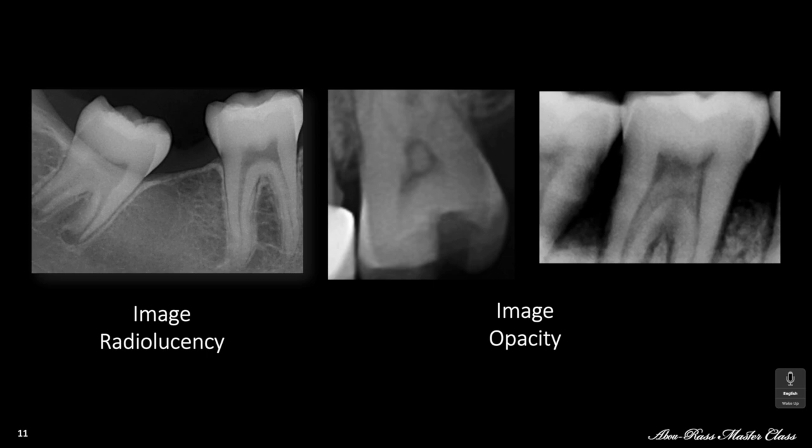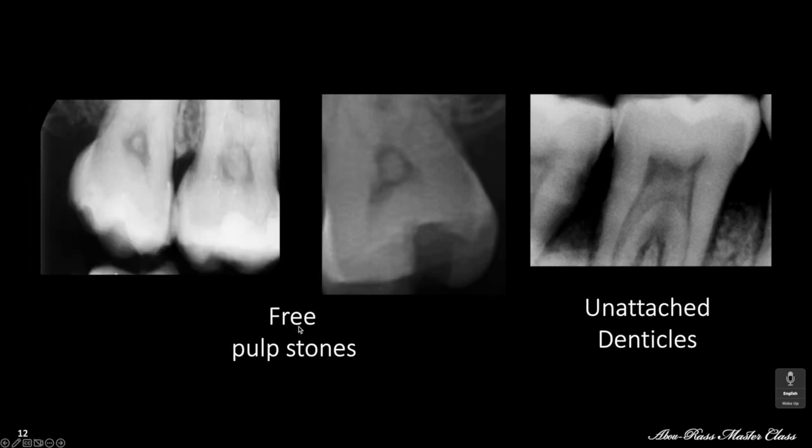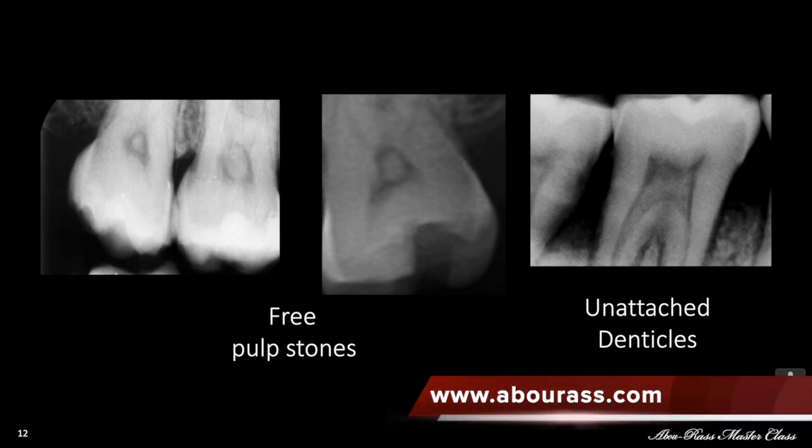Image radiolucency and image opacity. These are important factors. The radiolucency, that's normal. Opacity, abnormal. So the image opacity, in this case, we have the opacity surrounded by radiolucency, free pulp stones, denticles, surrounded by soft tissue radiolucency. We call them denticles. So between the free pulp stones and the unattached denticles, two different diagnoses. And underneath that, there is a possibility of doing a standard endodontic treatment.